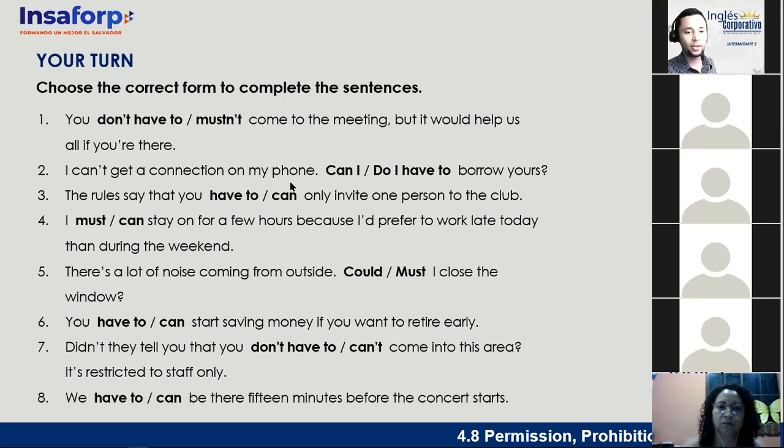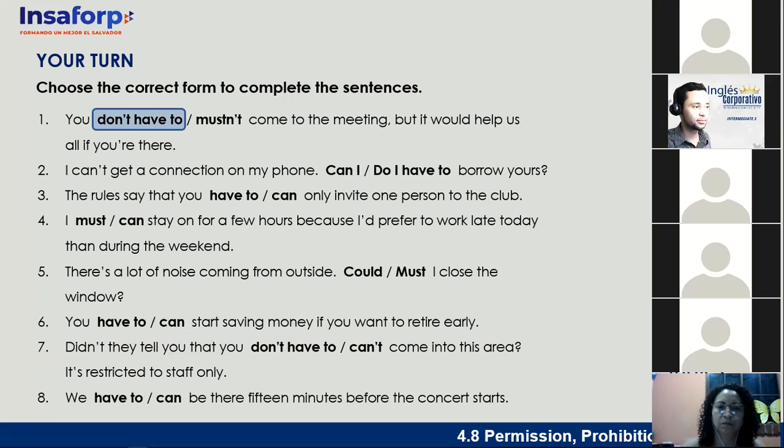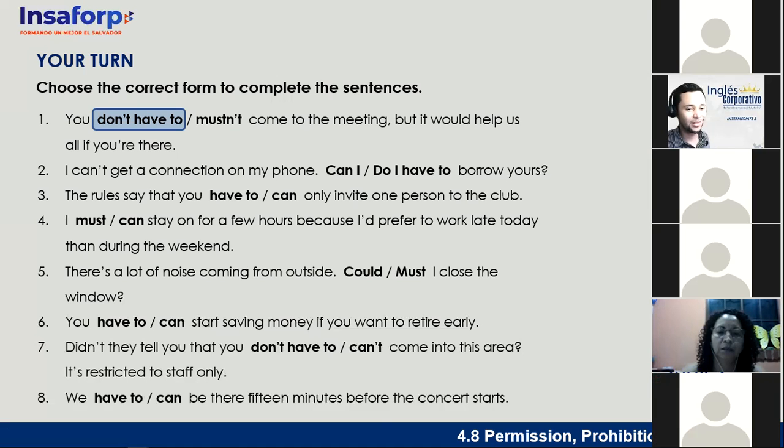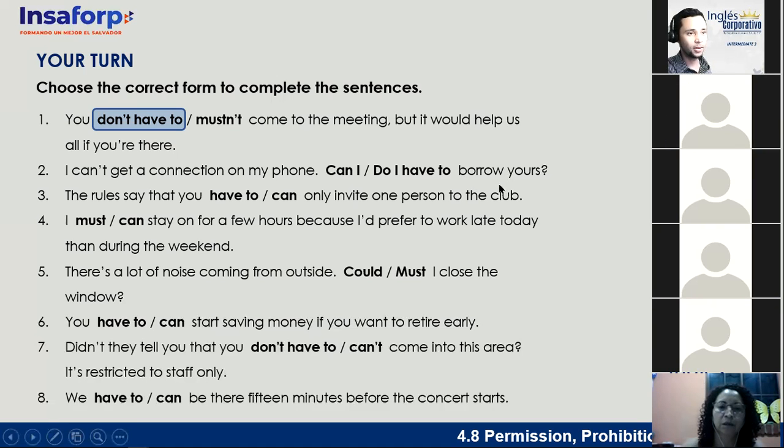Okay. So I can't get a connection on my phone. Can I borrow yours or do I have to borrow yours? Zulma. Do I have to borrow yours? But when you say have to, we're talking about obligation. Pero no sé si entendí mal, dijo usted que también era una necesidad. Ah, puede ser. Pero en este caso, okay. Más bien, si se acuerda, estamos ocupando el verbo borrow, que es recibir o tomar prestado. Entonces, le estará pidiendo más bien permiso. Sí, entonces, permiso, ¿qué nos quedaría? Can I? Can I borrow yours? Así es. Okay. Can I borrow yours? Okay. Very good. Thank you.